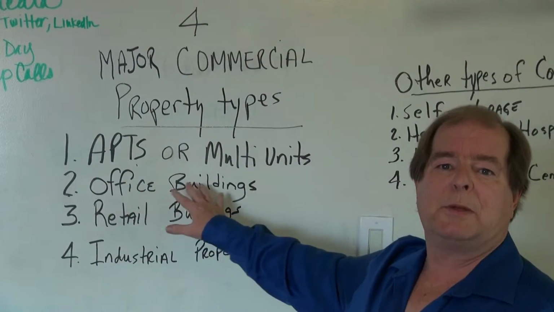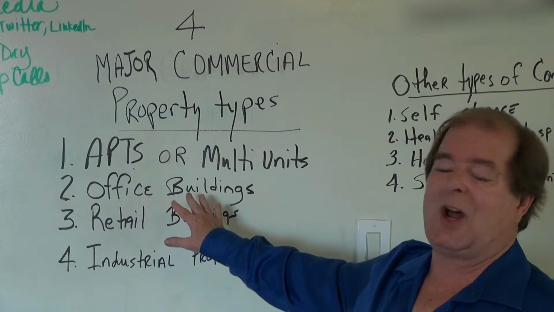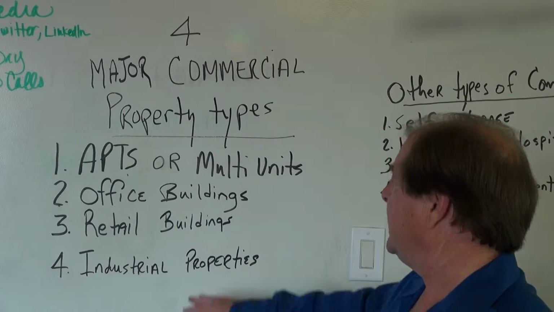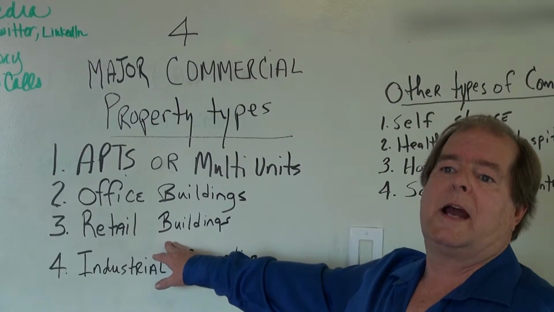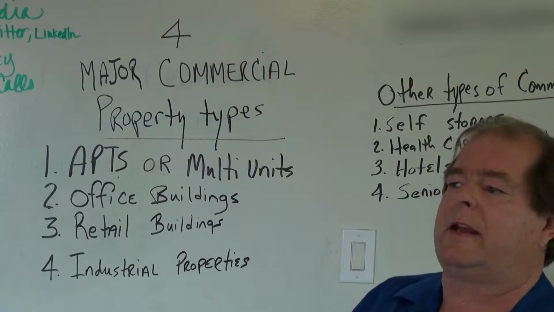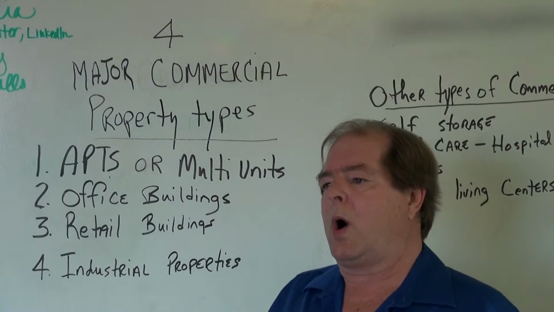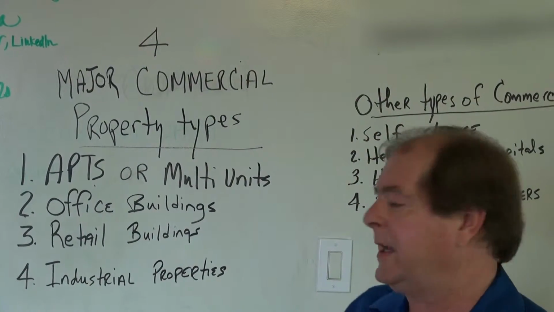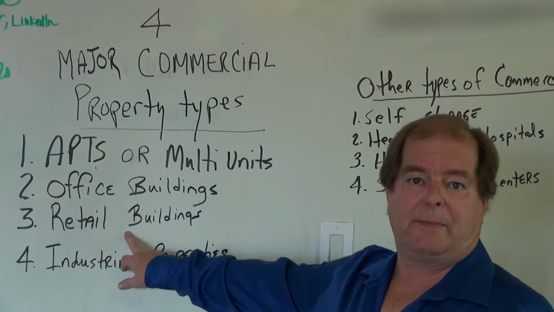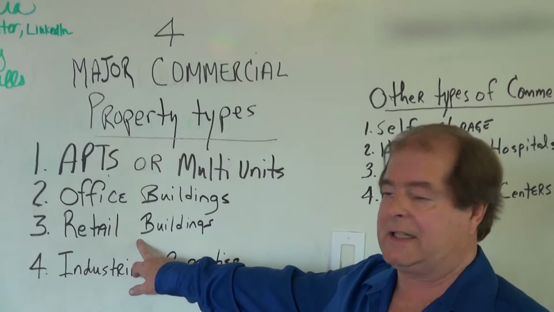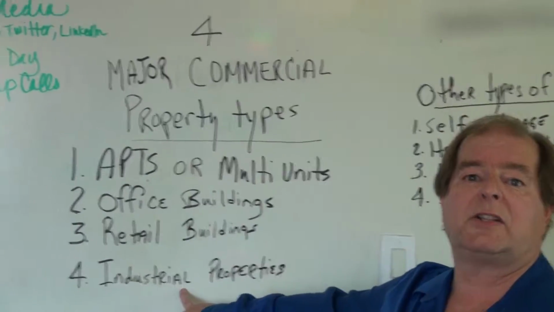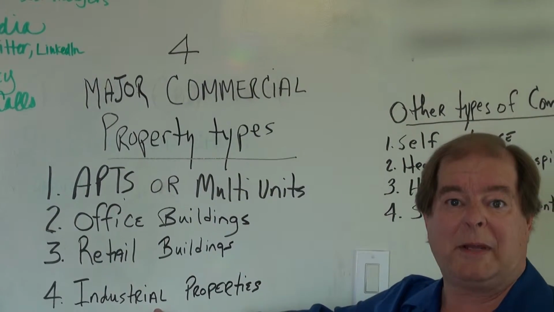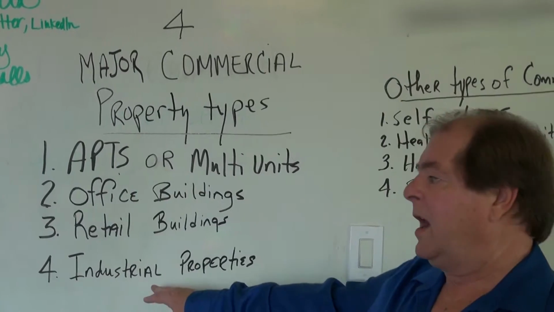Number 2, office buildings. That can be a small office building, it could be a large office building, but mainly leased out to people who need offices. Retail buildings. Now, retail buildings can be a single building like a taco stand, or it can be a shopping center, which has 8 or 10 or 12 or whatever in there. But those would be retail type buildings. That's because they have retail businesses in there. Next type are industrial properties. I happen to like industrial properties because you don't have to deal with plumbing, toilets, etc.